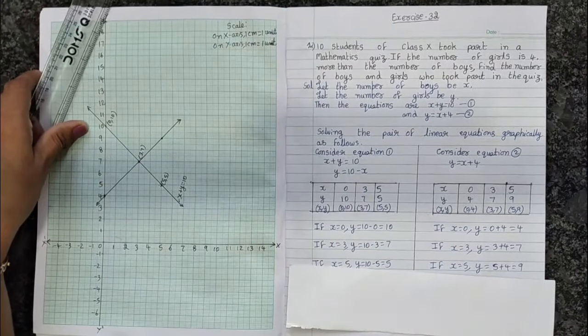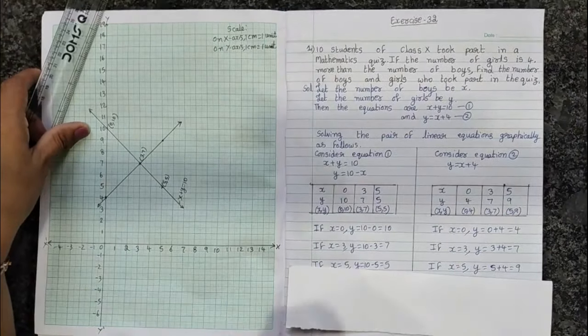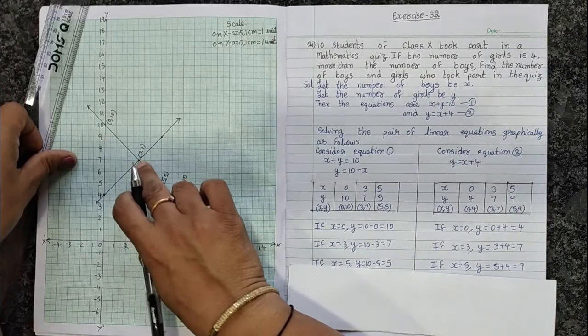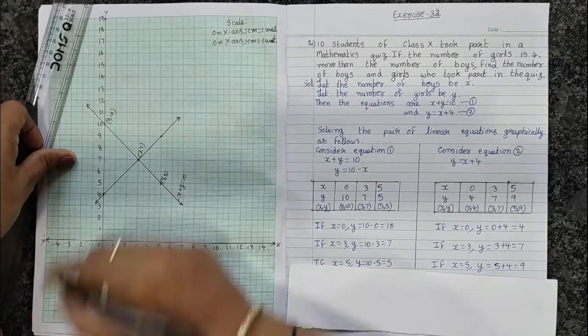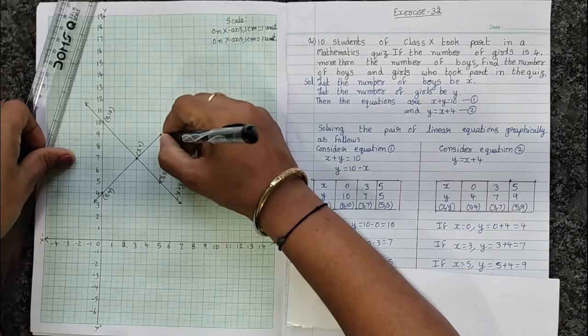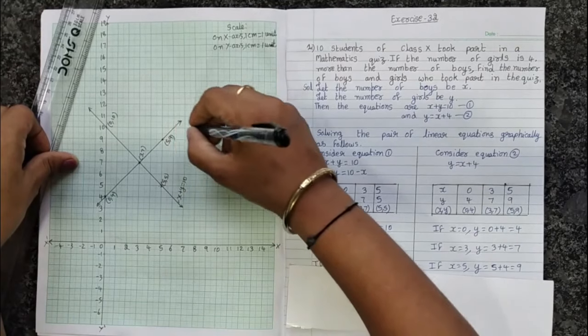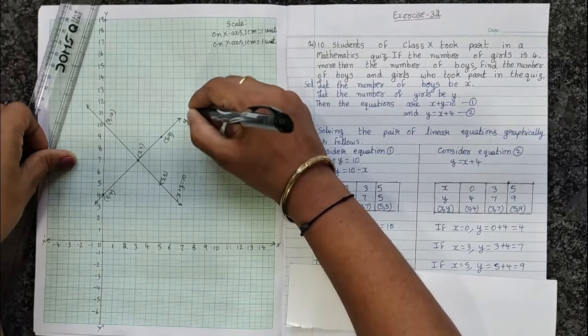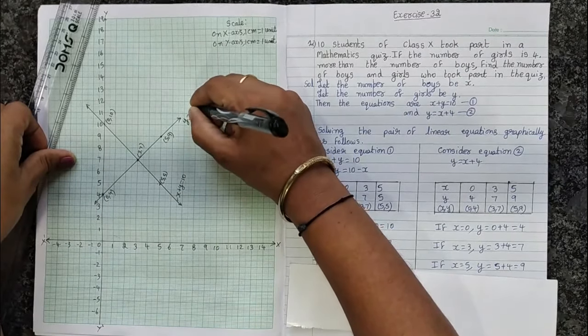While we were doing the problem, what did we say, children? That a pair of linear equations are going to intersect at a point. Where is the point? We didn't know. Now we got the point, that is 3, 7. So let's mark the coordinates 0, 4 and 5, 9. Okay, and what is this equation? y is equal to x plus 4.